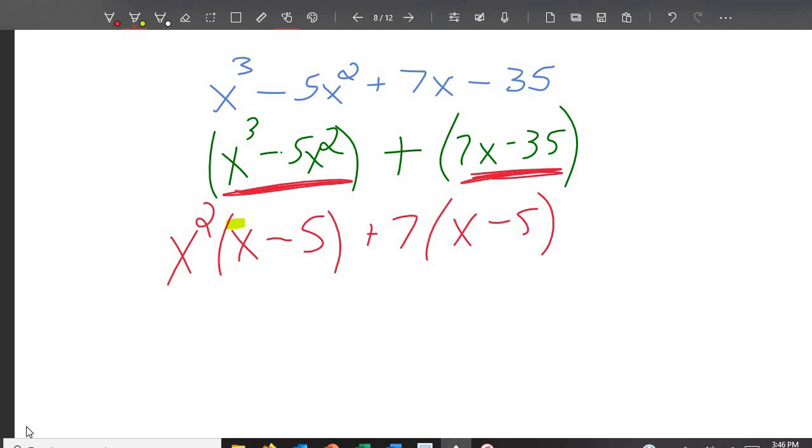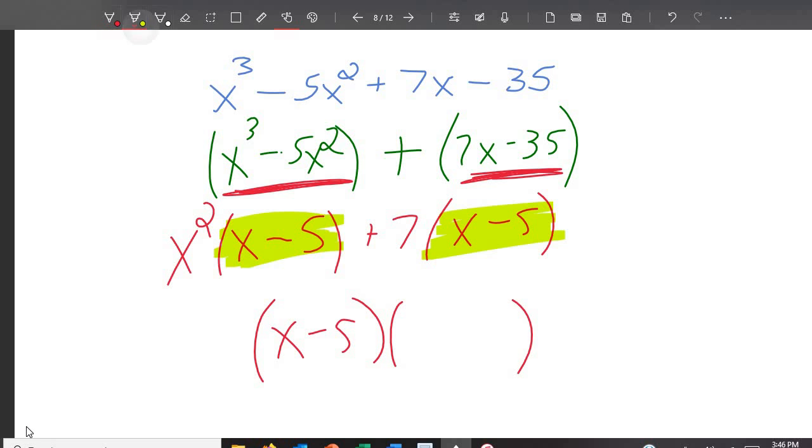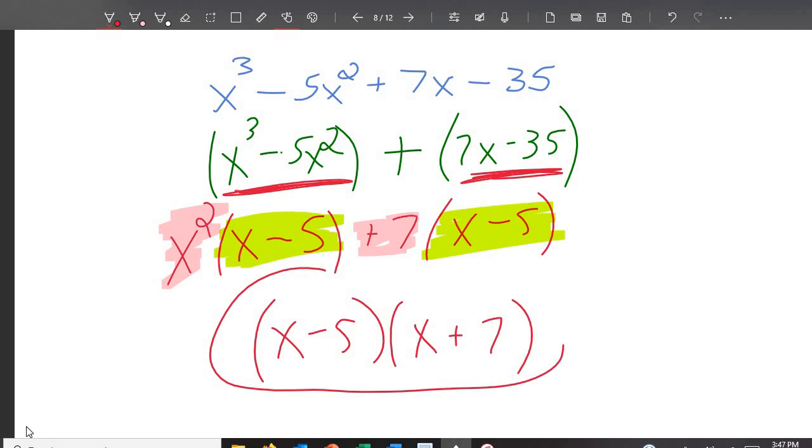Now we're going to highlight. Here's the x minus 5 on both sides. So the x minus 5 is my binomial GCF. What goes in the second parentheses, I'm going to highlight the x, the plus sign, and the 7. What I get at the very end, that's my factored answer.